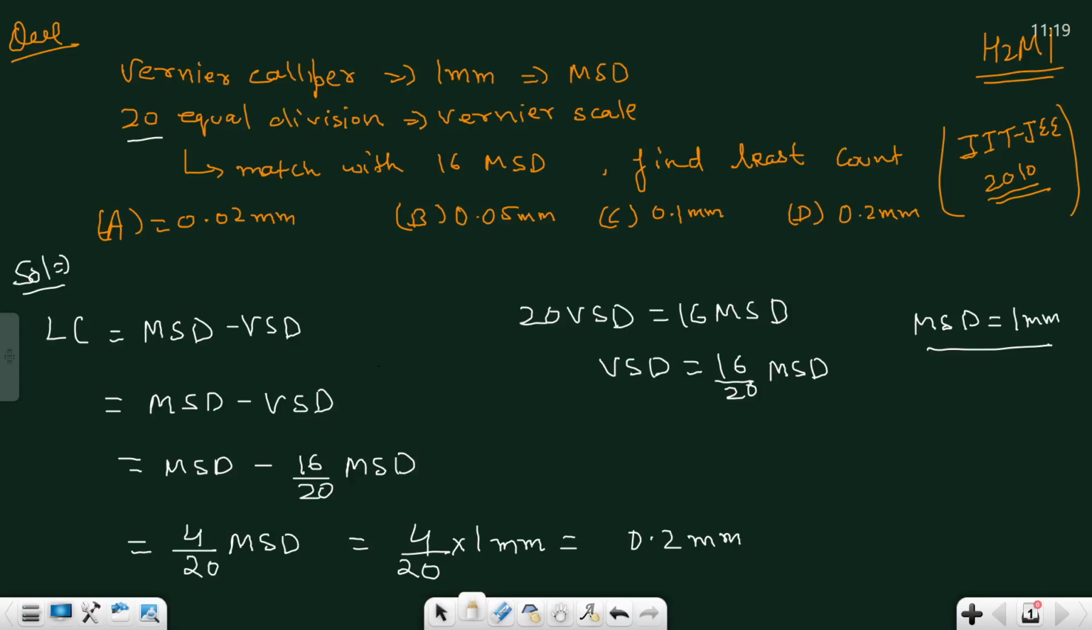So this batch is S to M1 now, we have completed Vernier caliper, and now we are starting the theory part.